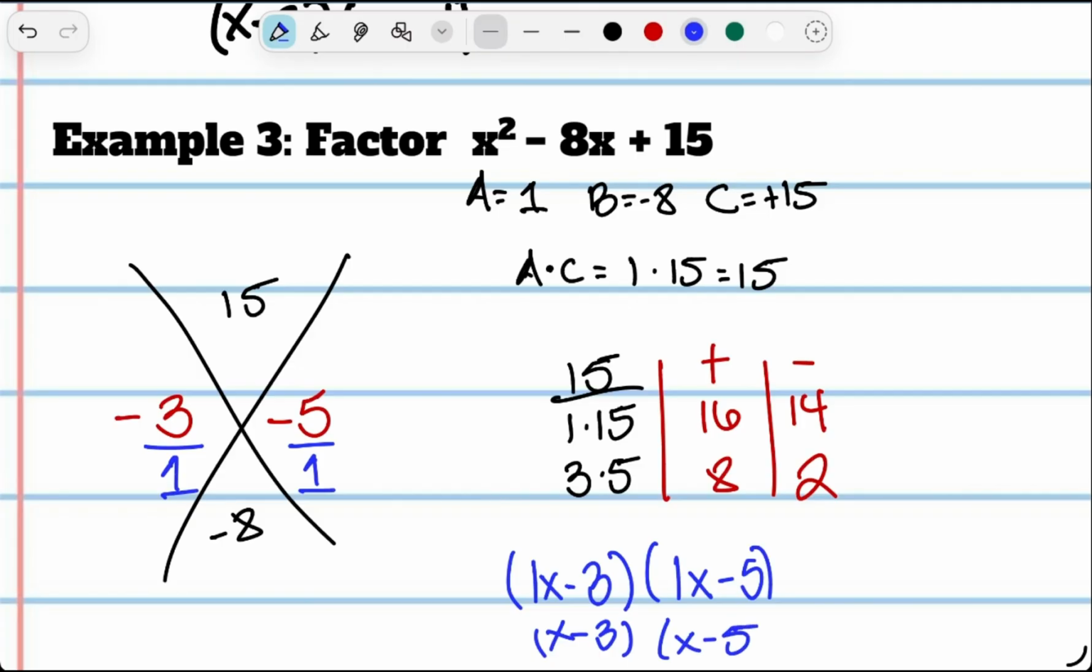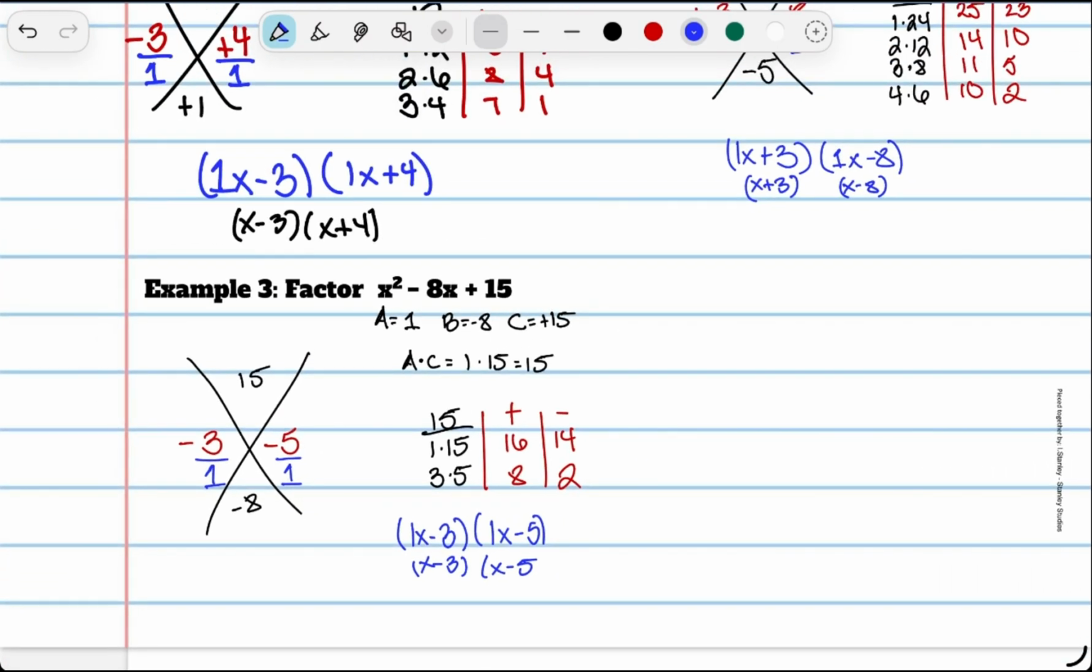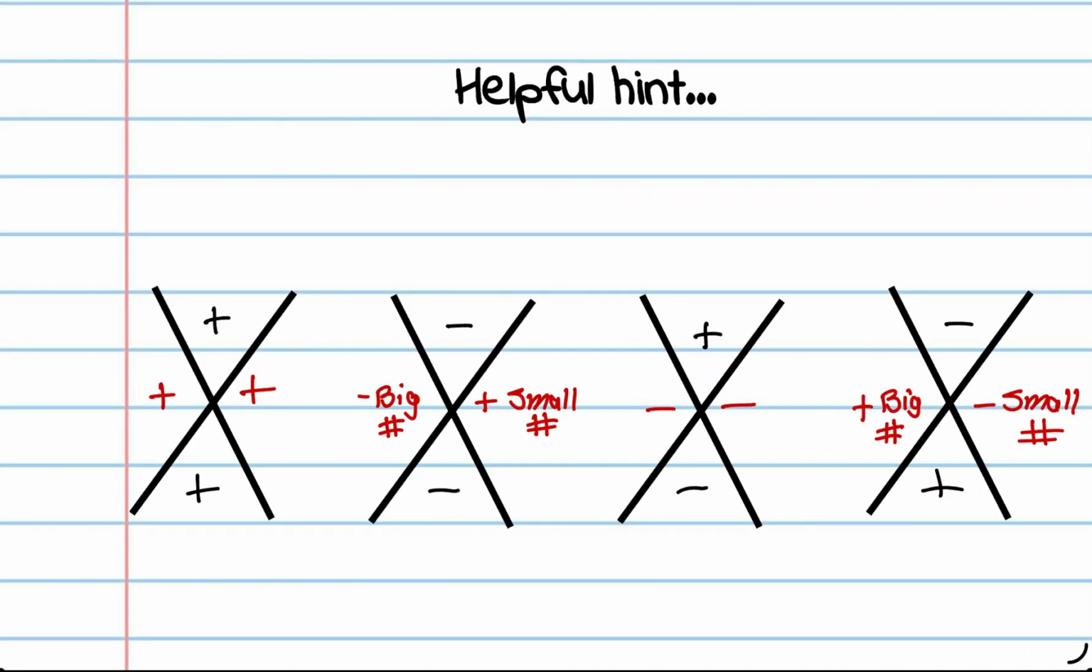Okay, now that we completed example 3, this is everything that we need to know about how to factor trinomials when A is equal to 1. But one thing I do want to give before we close these notes out is some helpful hints. These helpful hints are important for factoring, because they show, when I have this set up for my X, the signs that I need to have for my two factors. This is just something to keep in your notes, but if you have any questions, please don't hesitate to ask.